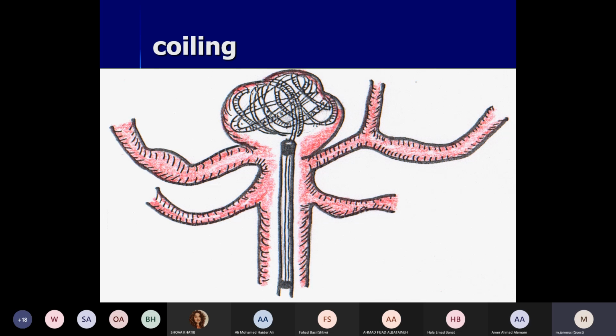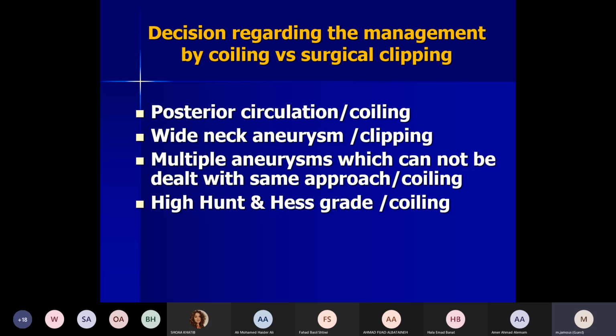This is successful in about 90-95% of cases, but there is a problem of recanalization. Sometimes we have coil compaction or impaction and recanalization of the aneurysm, and this can lead to subarachnoid hemorrhage and a risk of rebleeding. So in the long term, surgical clipping has better results than coiling.